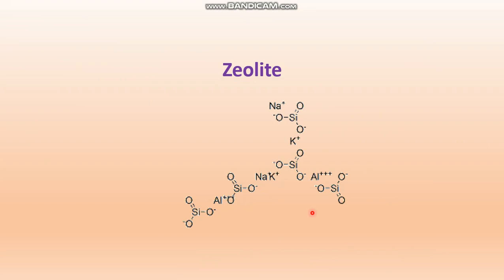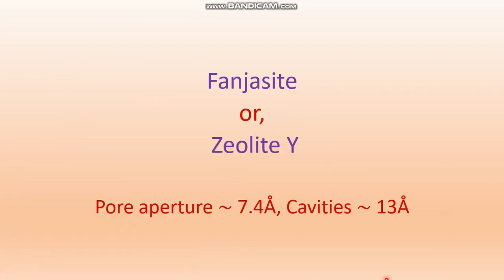Now, zeolites are crystalline aluminosilicates which are used as catalysts and adsorbents in the petroleum and petrochemical industry. They are formed by tetrahedra of silicon and aluminium bonded to oxygen atoms. You can see it here. And they have the capacity for cationic exchange. One of the main zeolites used in industry is faujasite, or zeolite Y, which has a pore aperture of about 7.4 angstrom and cavities of 13 angstrom in diameter.